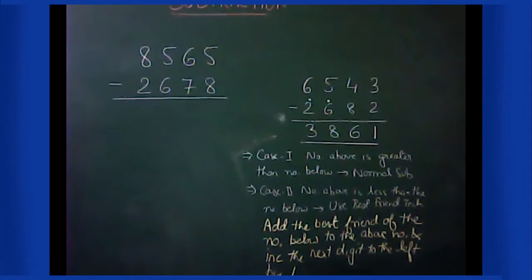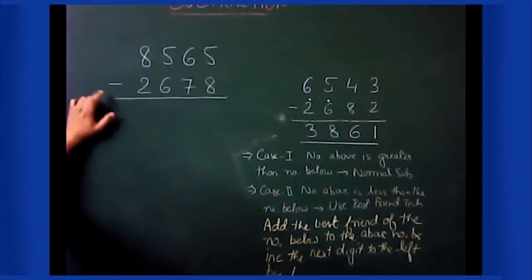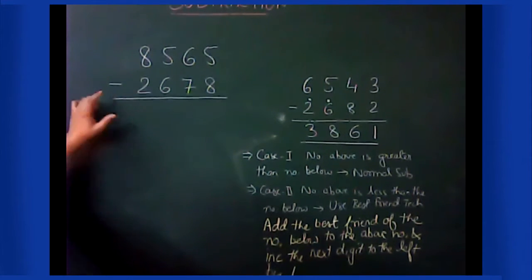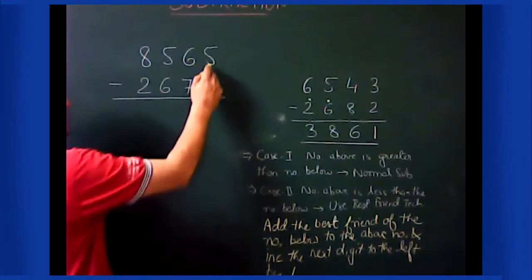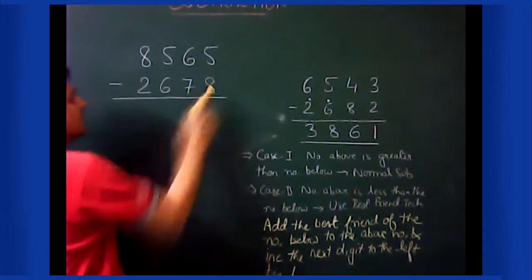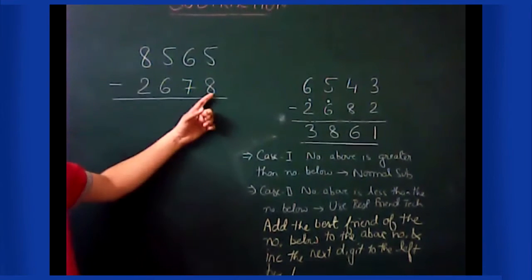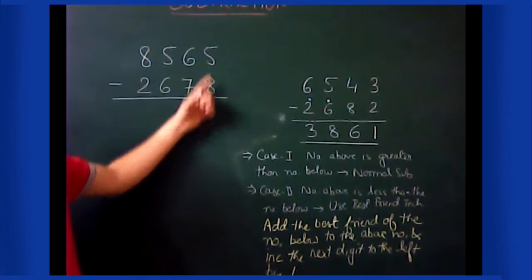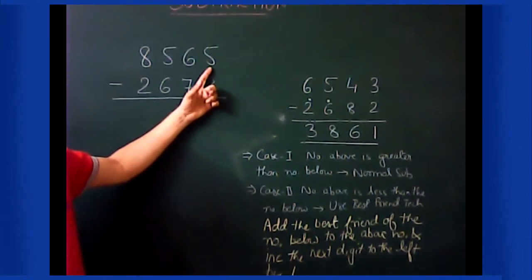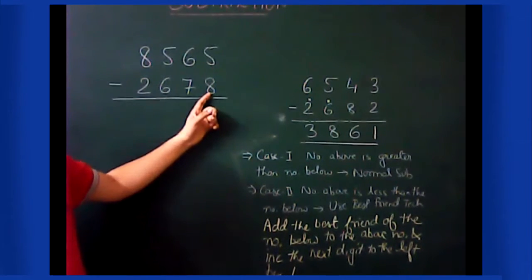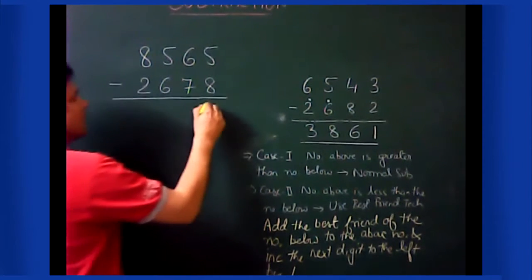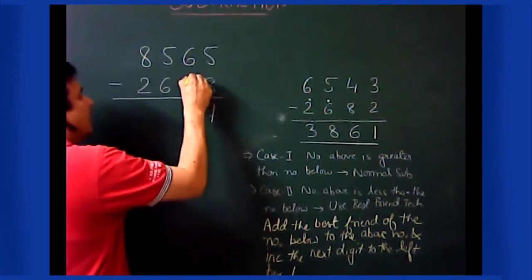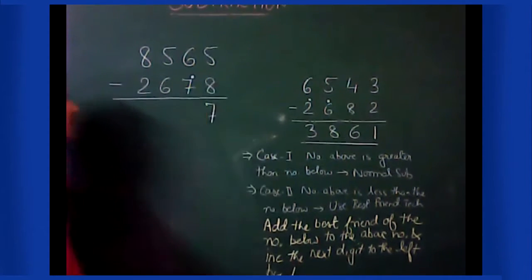Okay. Now I will explain one more example. Just pay attention. Everyone just pay attention. I'm explaining another example. Here we see that this is case 2. The number written below is greater than the number written above it. So what I will do, I will add the best friend of 8, which is 2, to 5. This becomes 7 and increase this digit by 1.